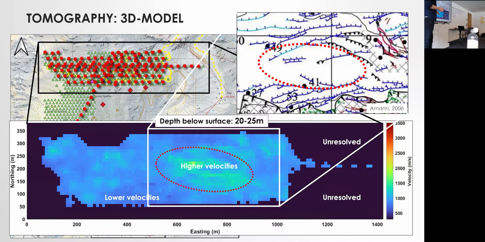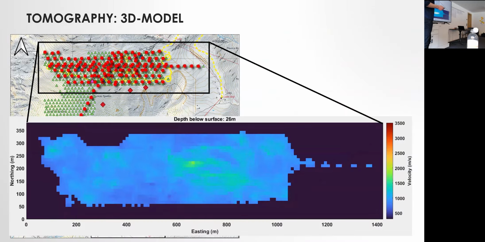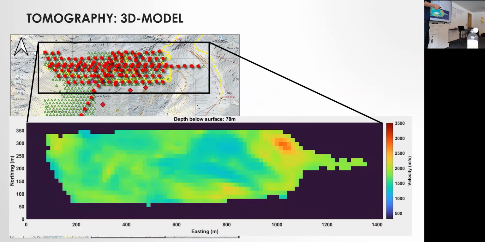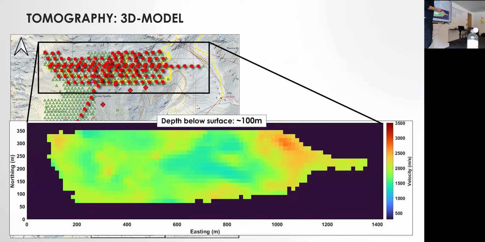Now we can go to deeper levels in the model, so we move deeper, deeper, deeper. And I would like to stop again at 100 meters depth, where we observe that this area, which previously contained relatively higher velocities, has now transitioned into an area with relatively lower velocities. But something that I would like to highlight is especially this area, where you observe significantly higher velocities.